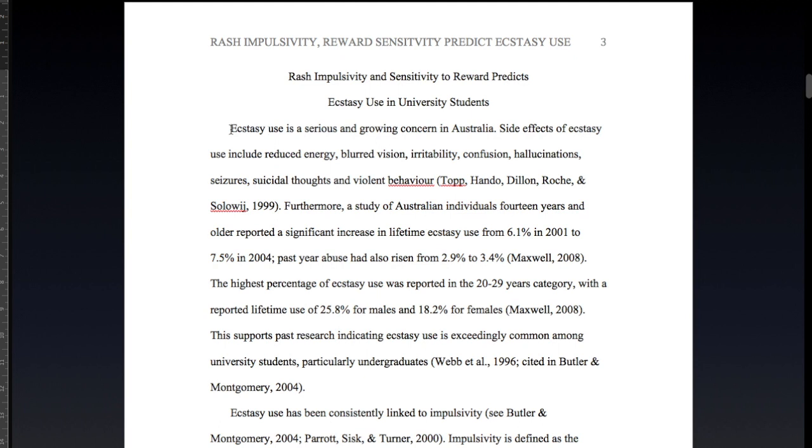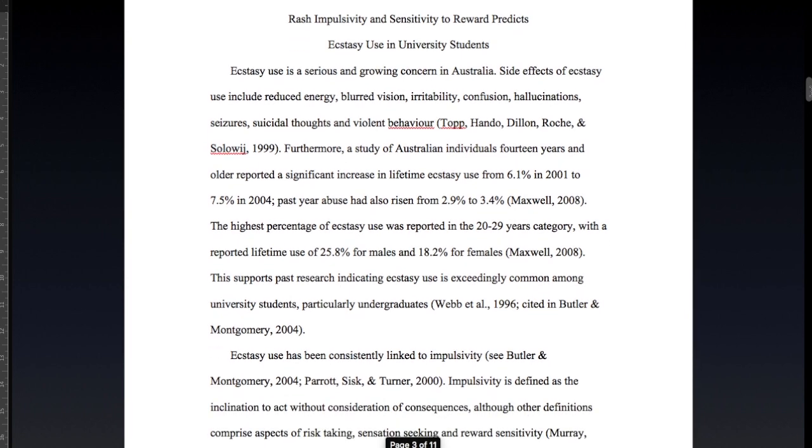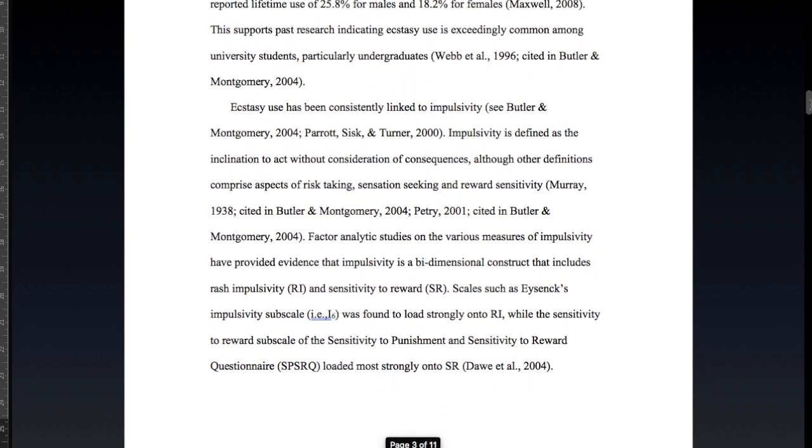So I start with saying that ecstasy use is serious and this is why I'm researching it. So I basically use all that to say that it's serious and talk about it in Australian individuals, because I'm at an Australian university and we're using Australian sample, so it's important that I talk about it in Australia. And then I say that it is exceedingly common in university students, particularly undergraduates. So I'm linking that back to our sample that we will be using in our study.